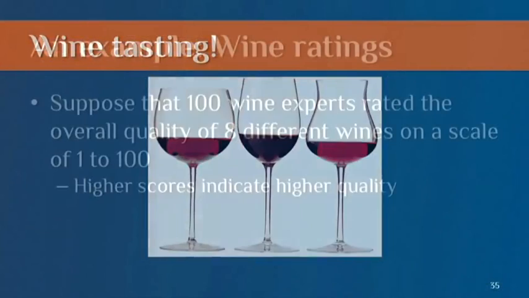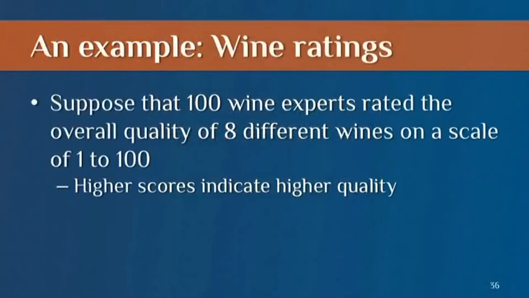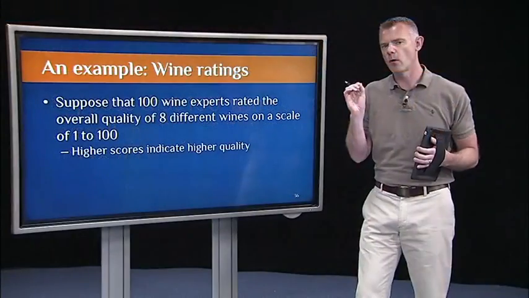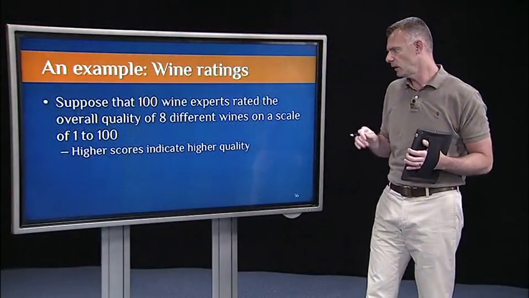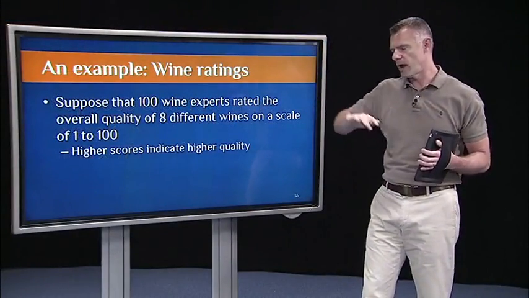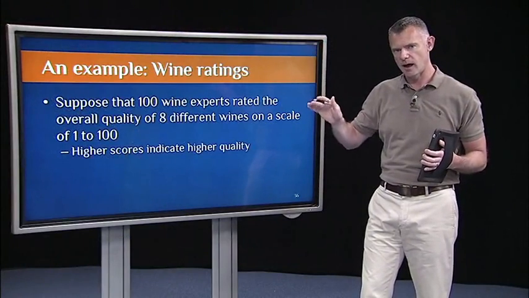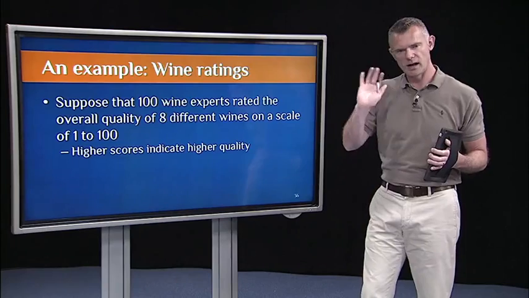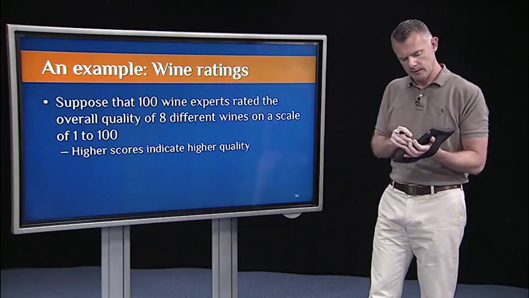So in this example, suppose that we have 100 wine experts, and they're going to drink and rate the overall quality of 8 different wines. They're going to rate 4 red wines and 4 white wines. And in all the examples, higher scores indicate higher quality. So if they give it a score in the 90s, that means they really liked it.